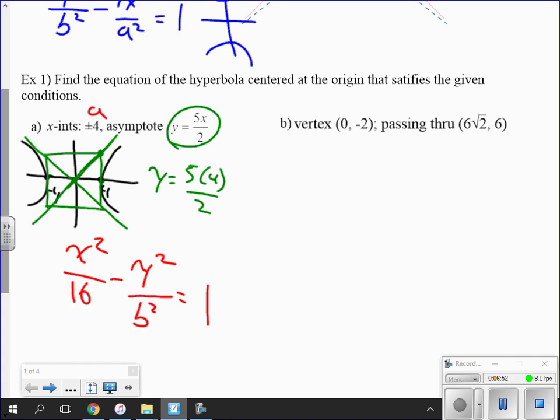I know that that corner is the point (A, B). That point (A, B) is on the line y equals 5x over 2. Plug in the x coordinate, the A, to get your y coordinate, the B. So I end up getting y is equal to 10, and that's my B. So what do I have down here? I've got 100.